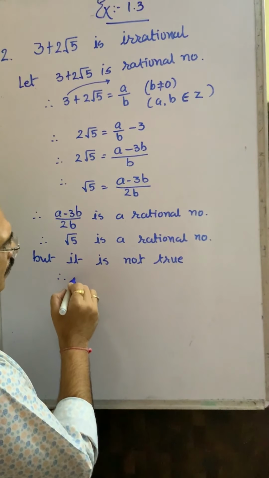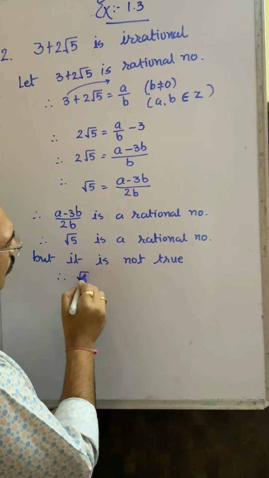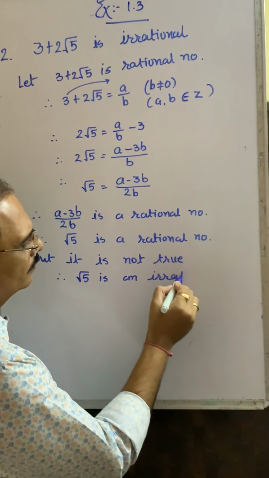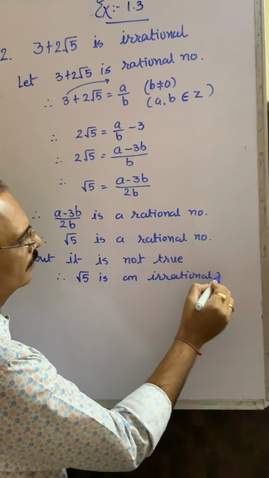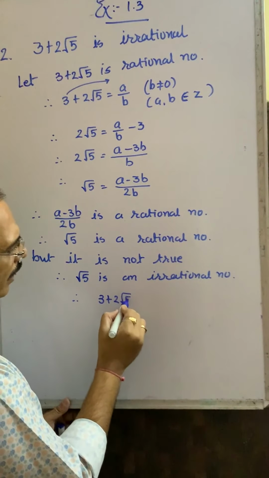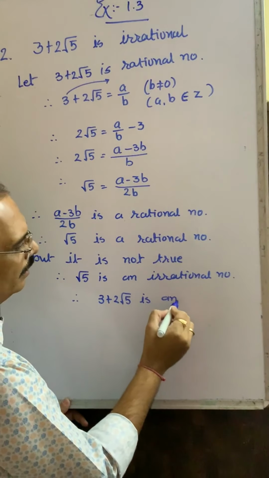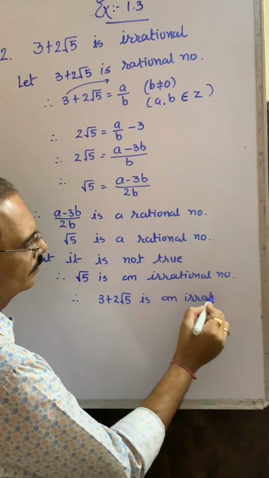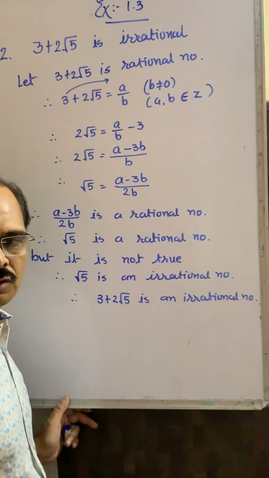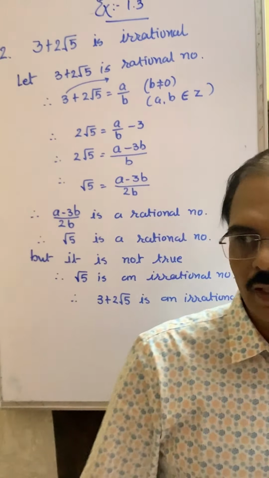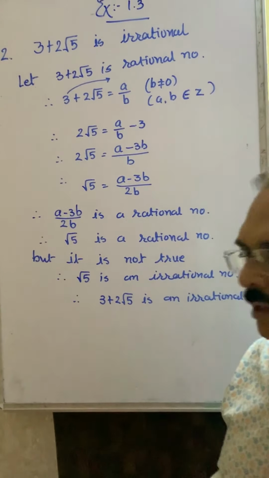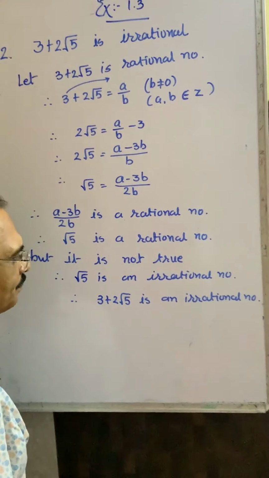Therefore, root 5 is an irrational number, and therefore 3 plus 2 root 5 is an irrational number. Our supposition is wrong, right? And therefore we write 3 plus 2 root 5 is an irrational number. Okay?